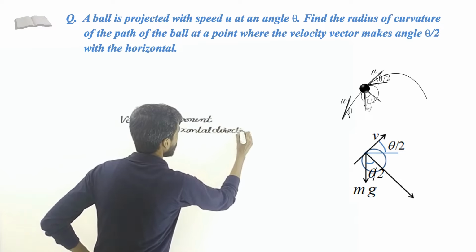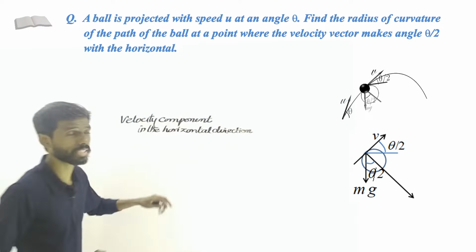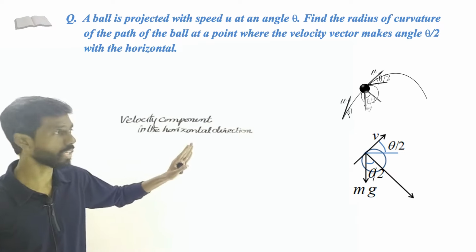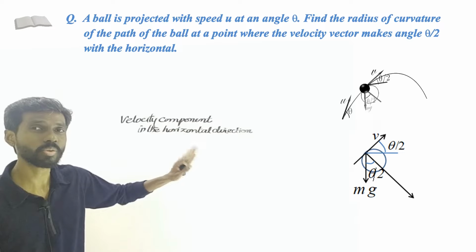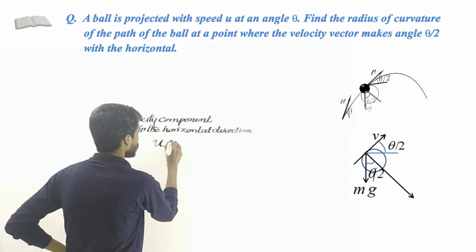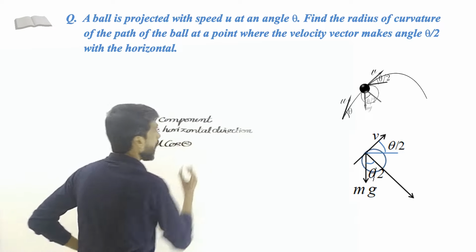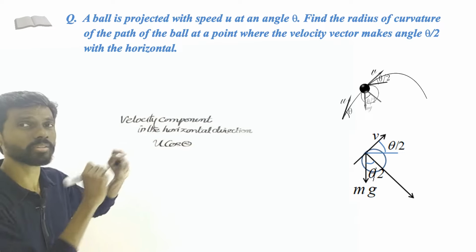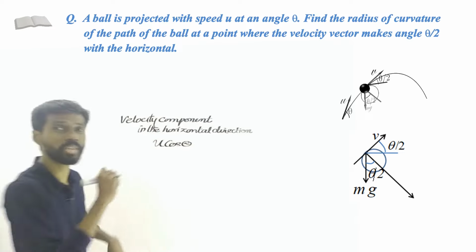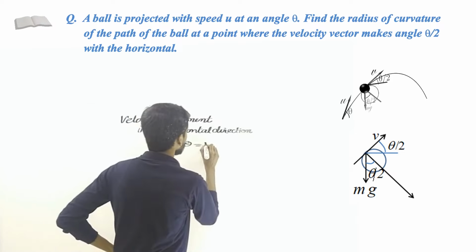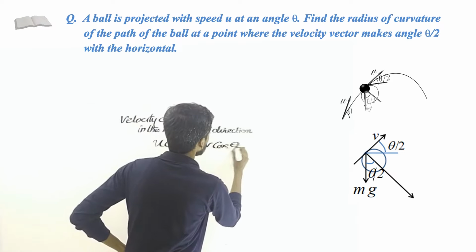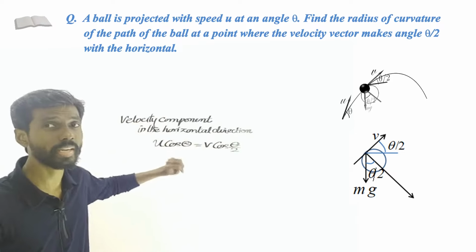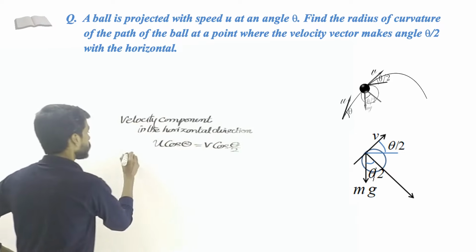So we will find a velocity component in the horizontal direction. What is initially u cos theta, right? U is the initial speed, so that is theta, so u cos theta, that is the initial component. Okay, u cos theta. And at that required point, the velocity is taken as v, right? V is the speed, take its component v cos theta by 2. So that is v cos theta by 2. So we got a relation between this u and v. Okay, we can use it later. Now let us find the centripetal force here.